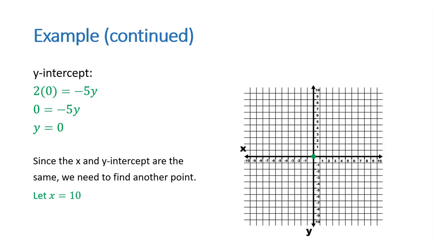You're just going to get a different y value than the one we get. So if we assume x is 10, we're going to plug x equals 10 into our equation and solve for y. So we have 20 is equal to negative 5y. If we divide by negative 5, we get y equals negative 4. So another point on this line is the point (10, negative 4). So we can add that to our graph, connect the dots, and we determine our line.